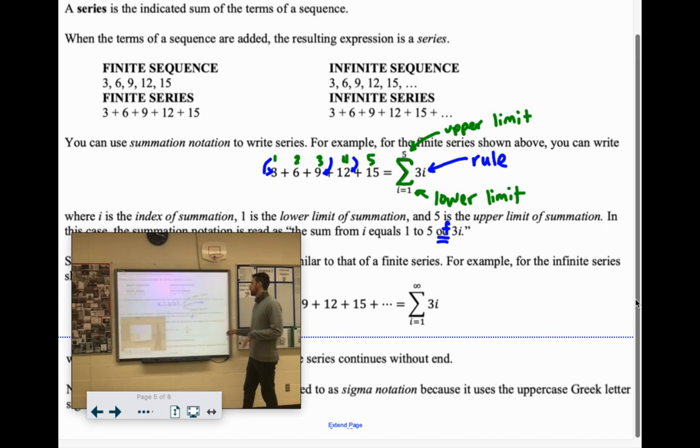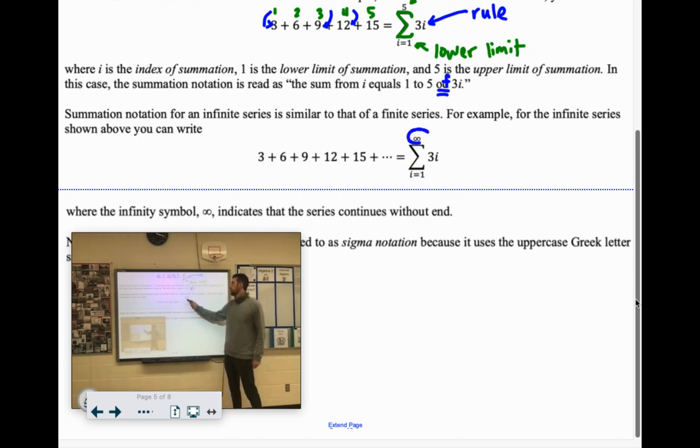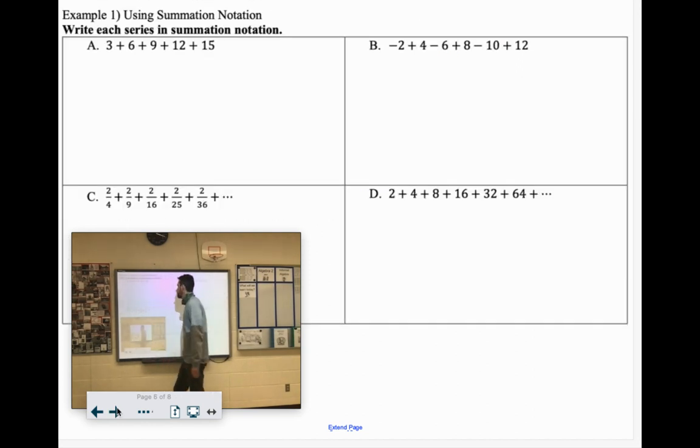All right. So what do we got here? Now you'll notice with infinite series, they go on forever. You got the dot dot dot. So there can't really be an upper limit. So you just write the infinity symbol up there, which is just a sideways 8. So let's try some of these out. Write each series in summation notation.